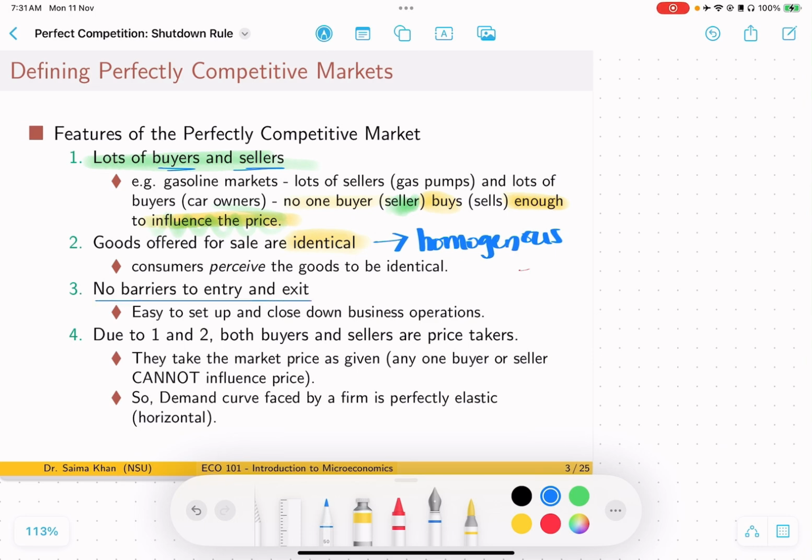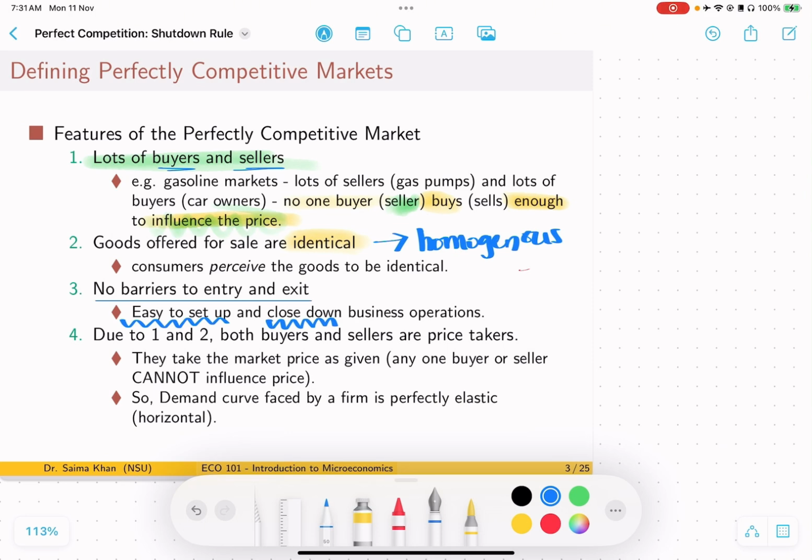What that means is that it's very easy for a perfectly competitive firm to set up, to start operations, and it's equally simple for them to just close down their business operations. It's not too costly to enter the market, nor is it too costly to exit the market.